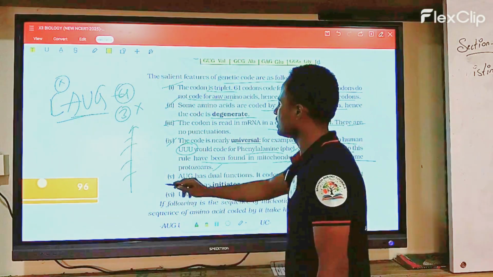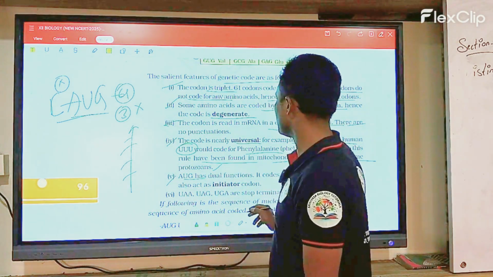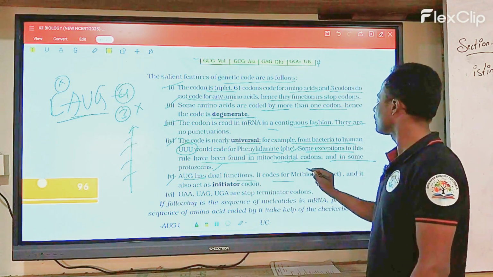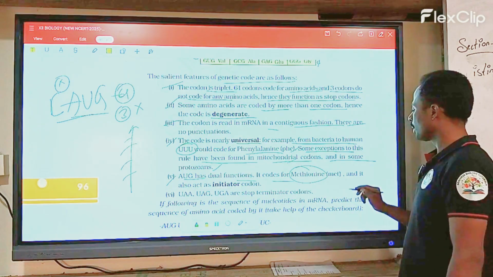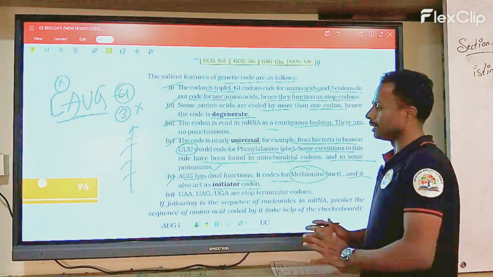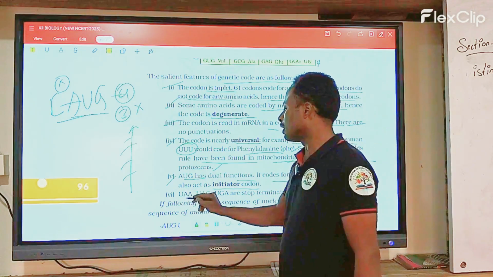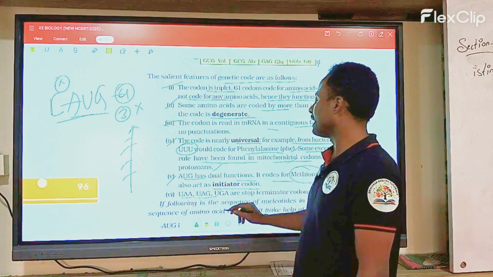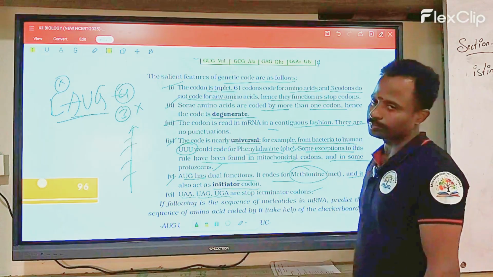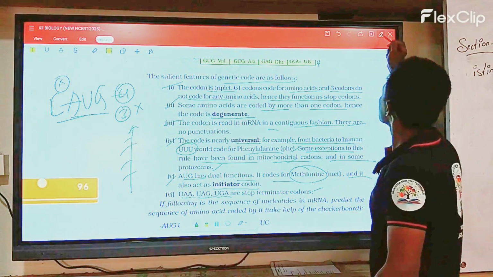Okay. Next one: see here, the AUG. AUG acts with a dual function. It codes for a very important amino acid, methionine. Right? And it also acts as the initiator codon. Mostly the AUG acts as the initiator codon. Next, UAA, UAG, UGA. These are called termination codons, or simply stop codons.